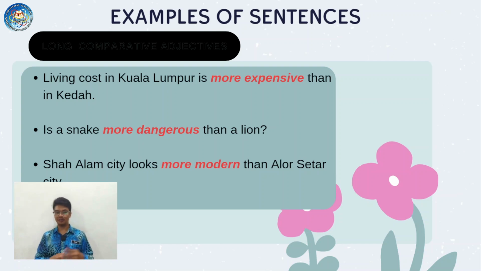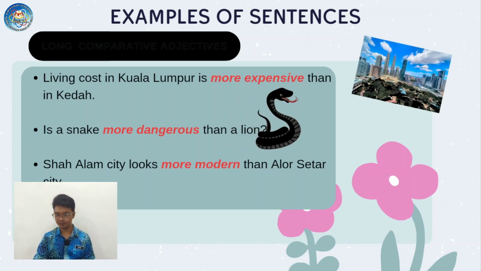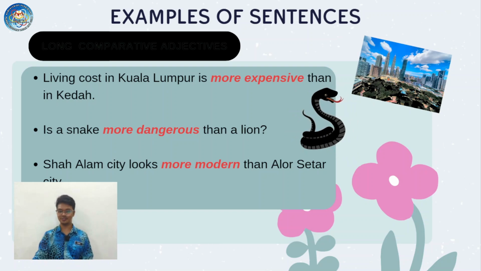And then we have the third example, Shah Alam City looks more modern than Alor Setar City. Here we have the words more modern, which we use to compare the looks of Shah Alam City and Alor Setar City. So here we have the pictures.